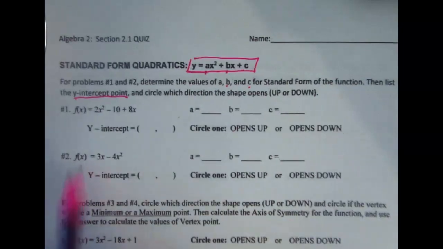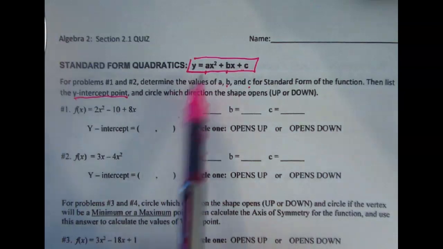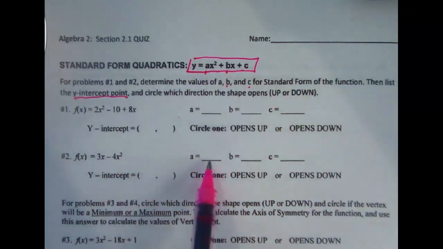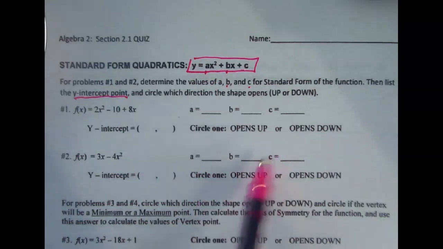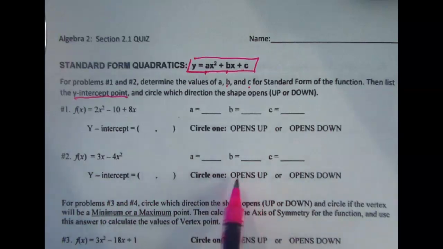Okay, number 2. F of x equals 3x minus 4x squared. Again, be careful and make sure that this is in standard form. Okay, and then list our A, our B, and our C. The y-intercept, okay? Again, 0, comma, and then circle whether it opens up or down.